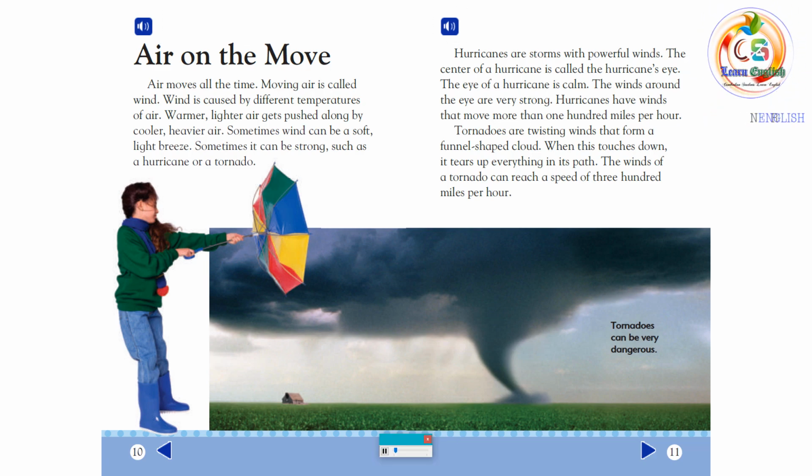Hurricanes are storms with powerful winds. The center of a hurricane is called the hurricane's eye. The eye of a hurricane is calm. The winds around the eye are very strong. Hurricanes have winds that move more than 100 miles per hour. Tornadoes are twisting winds that form a funnel-shaped cloud. When this touches down, it tears up everything in its path. The winds of a tornado can reach a speed of 300 miles per hour.